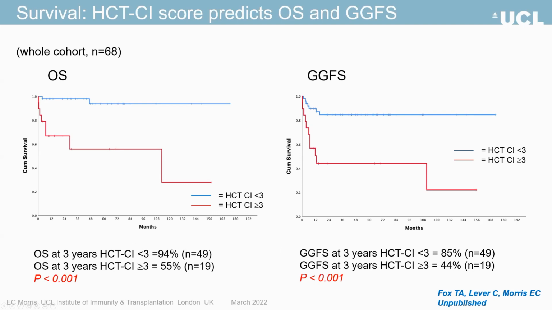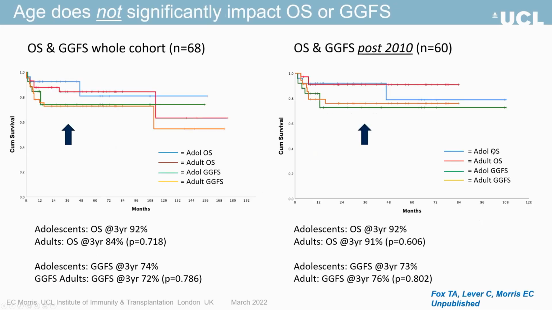So we have an overall survival of 94% for 50 patients undergoing transplant with a comorbidity score of less than 3 and a graft failure GVHD-free survival of 85%. We then looked to see whether age was important, and this is the whole cohort, and actually it's not statistically significant.